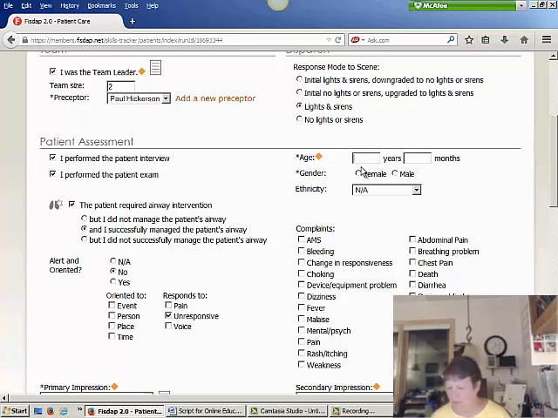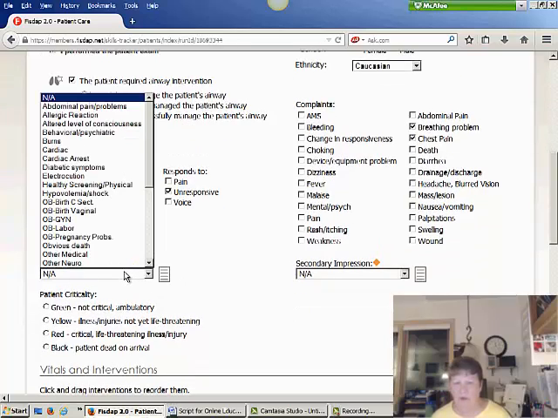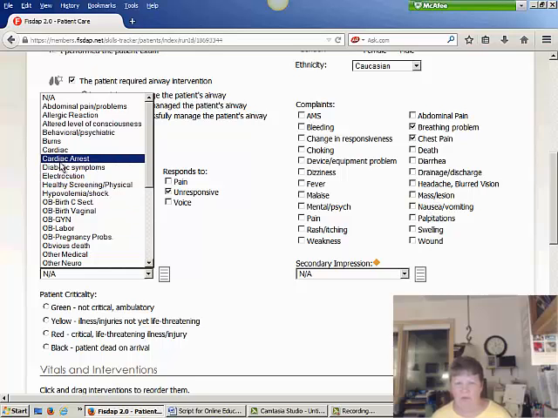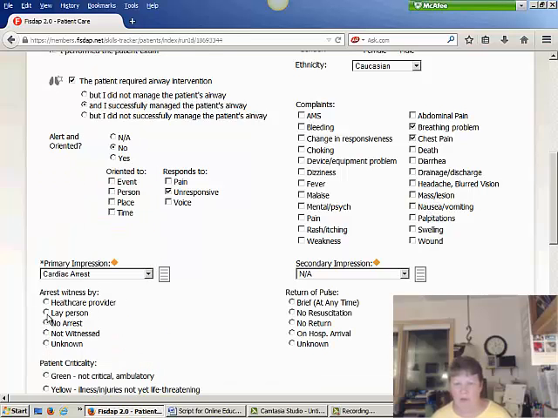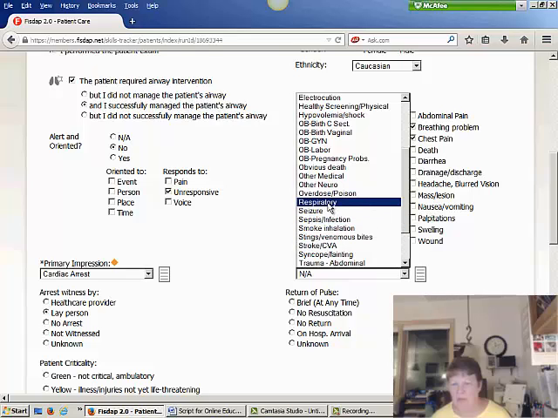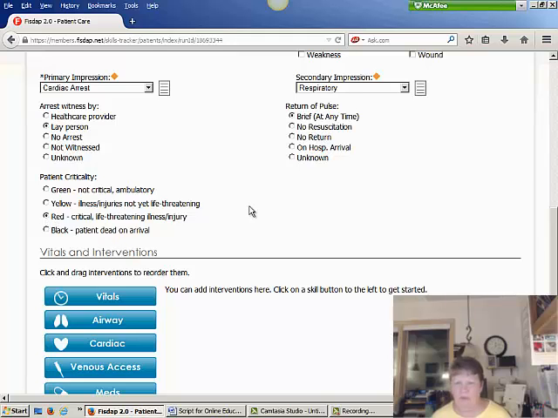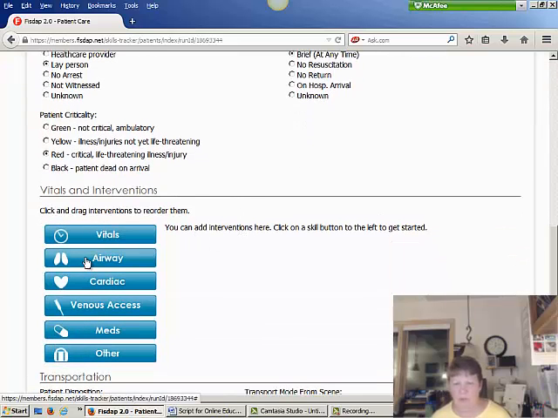And we're going to make this patient be a 68-year-old male, and he's going to be Caucasian, and we know he's not having a good time breathing, and he's probably had chest pain, being his heart's not beating, or he has no pulse per se anyway. So his impression is going to be cardiac arrest, and it was witnessed by his son, who's a lay person. And then here, there's the respiratory piece. The pulse is brief, if at all, and then this patient is classed as a critical patient, so he's red.